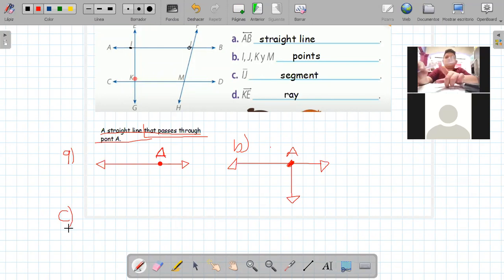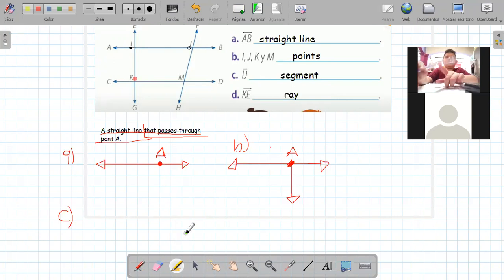The C says two rays, each one with an origin at the same point A. How are we going to do that? First of all, what do we have to do? A straight line? No, because it says two rays. It's asking for rays, not a straight line. It's saying two rays, each one with an origin at the same point A.